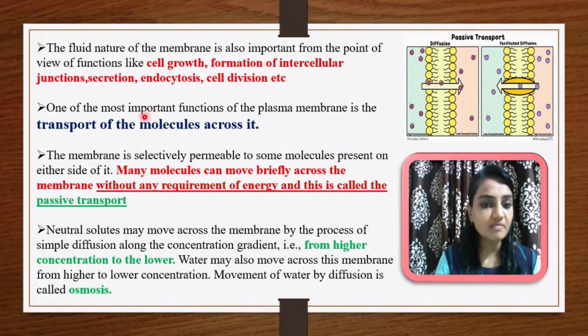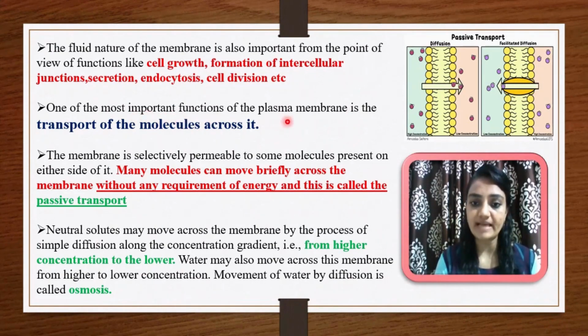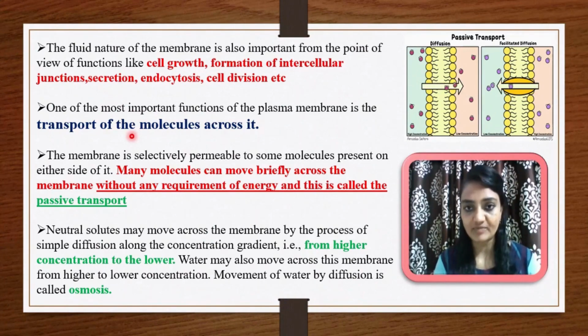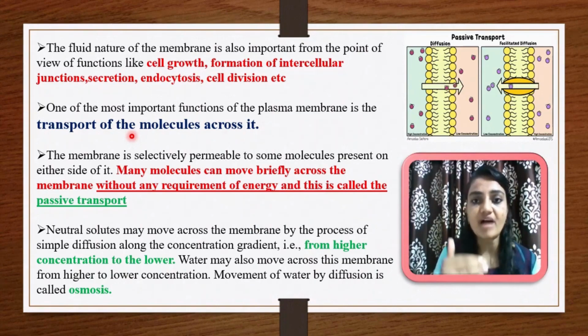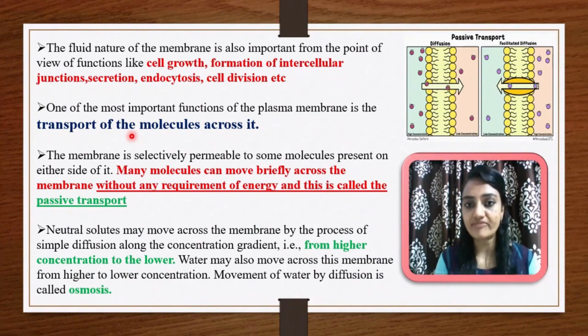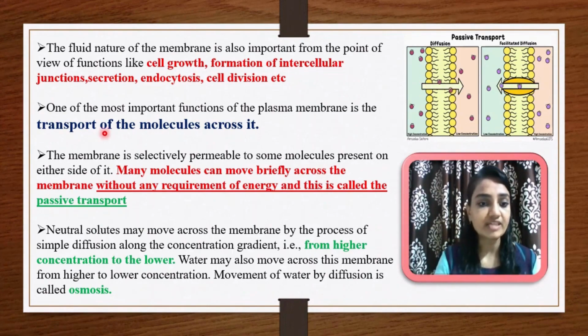One of the most important functions of the plasma membrane is the transport of molecules across the cell membrane. That is called transmembrane transport. This is a very important phenomenon because whenever you observe a cell, something will come out of the cell and something will be added to the cell. This is a very important phenomenon of any cell. So transport of molecules is possible just due to the cell membrane.